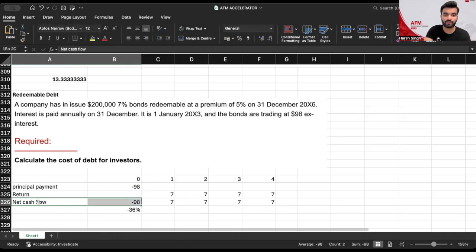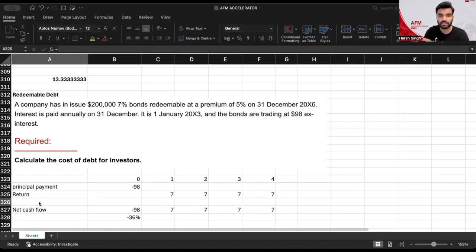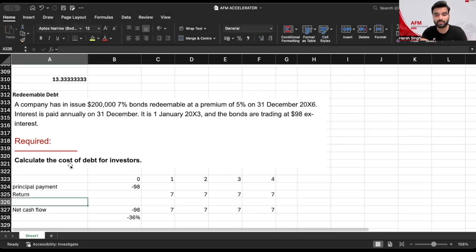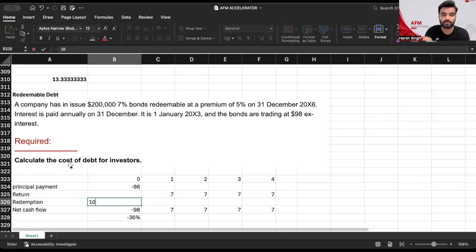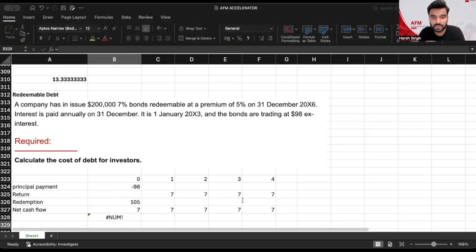Okay, we have to take one more cash flow. There is one more cash flow which is at the end: 5% premium. So redemption will be at 105. So this will become how much? 98 negative, 105 positive will become this plus this. Okay, so what happened over here? It is not giving me any value.